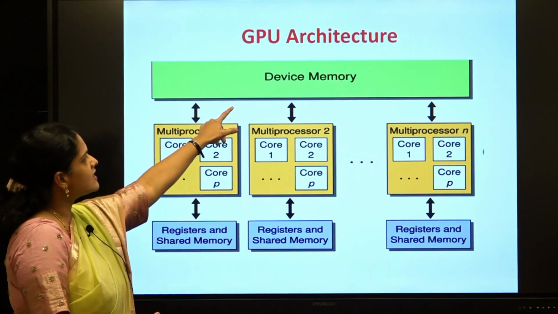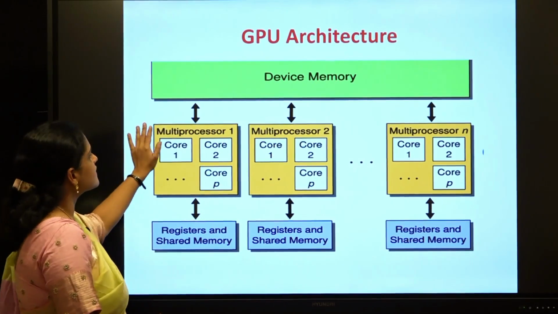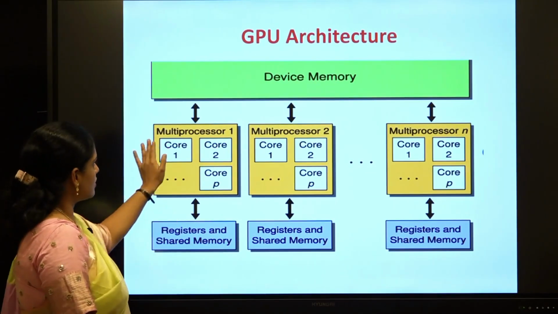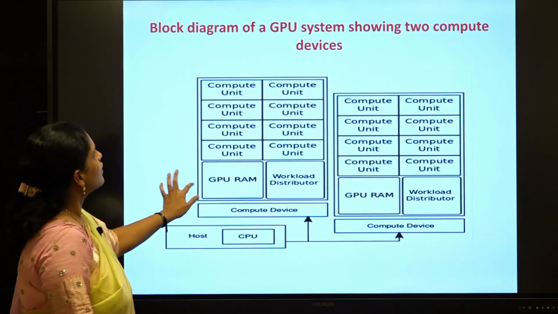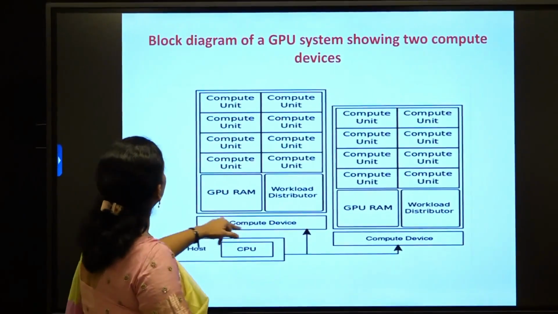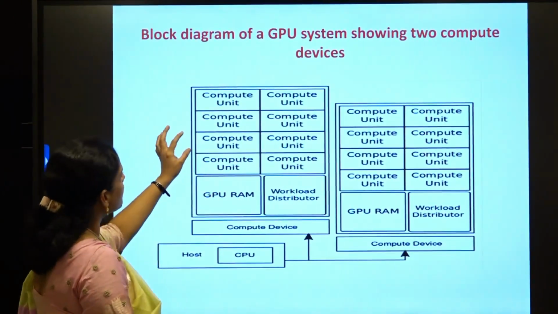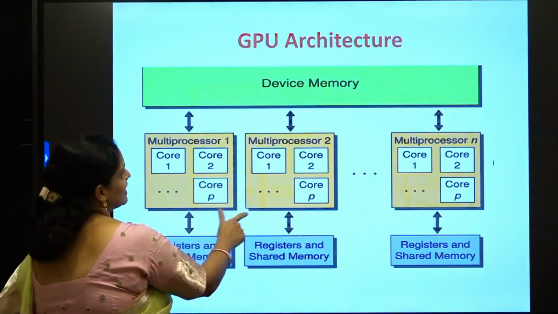Host means the CPU, device means GPU. So, this is called the device memory, which is shared among the multiple multiprocessors present in the GPU. So, this is a multiprocessor. This is an example block diagram of a GPU system which contains two compute devices. So, here we have two multiprocessors.